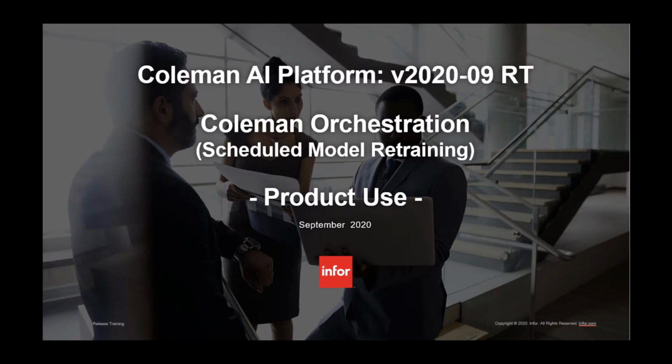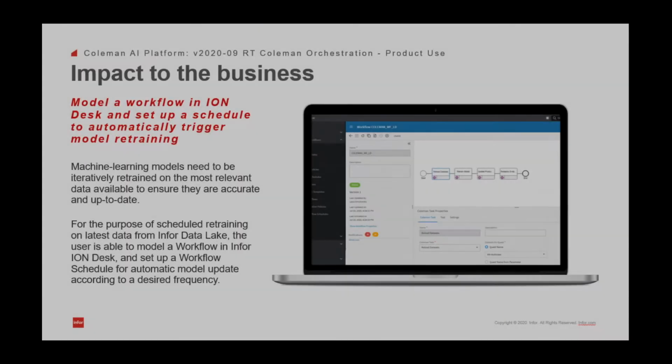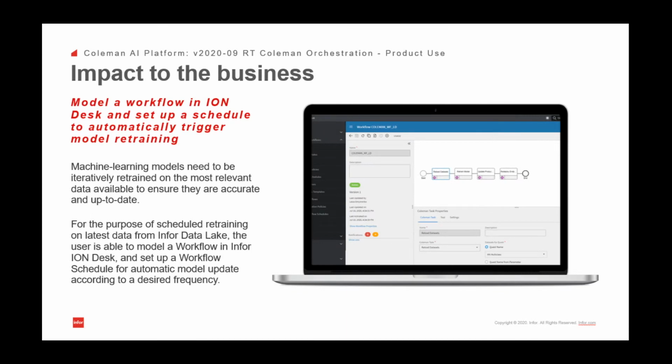Periodical retraining of the machine learning model is necessary to prevent staleness. As the input data distribution changes, the performance of the model will most probably weaken over time. It is highly recommended to iteratively retrain models on the most relevant data available to ensure they are accurate and up-to-date. Depending on the frequency of data variations, update the model manually or schedule an automatic model update.